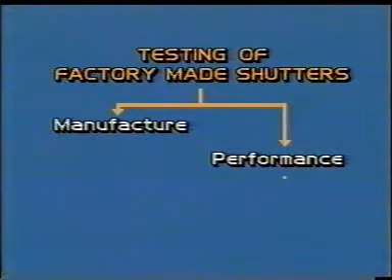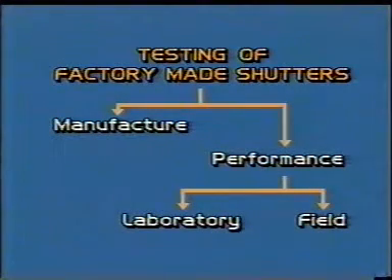The testing of factory-made shutters is done in two distinct stages: testing during manufacture and performance testing. This can be further classified into laboratory test and field test. It may be noted that laboratory tests need very simple equipment and they can be done in the field also.